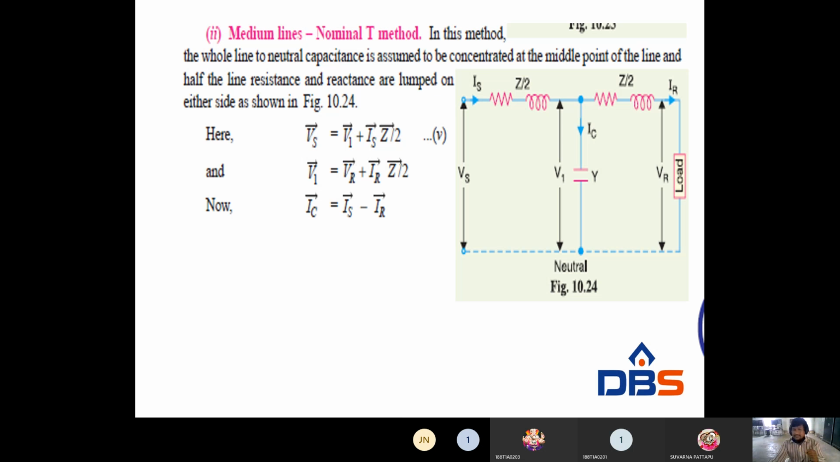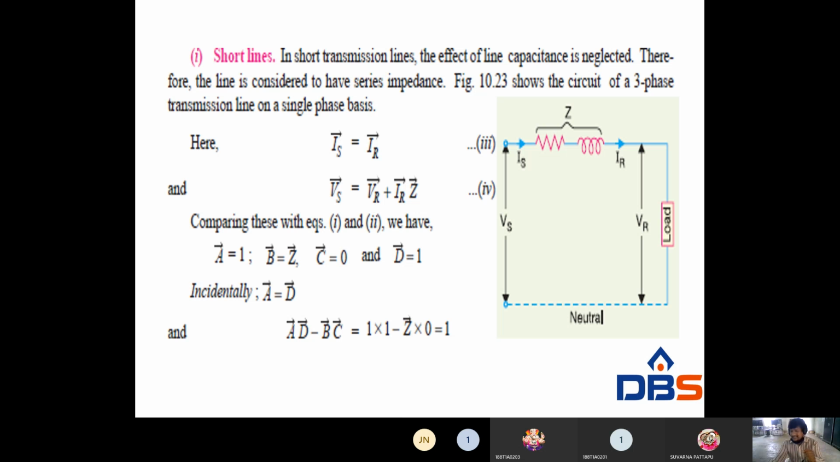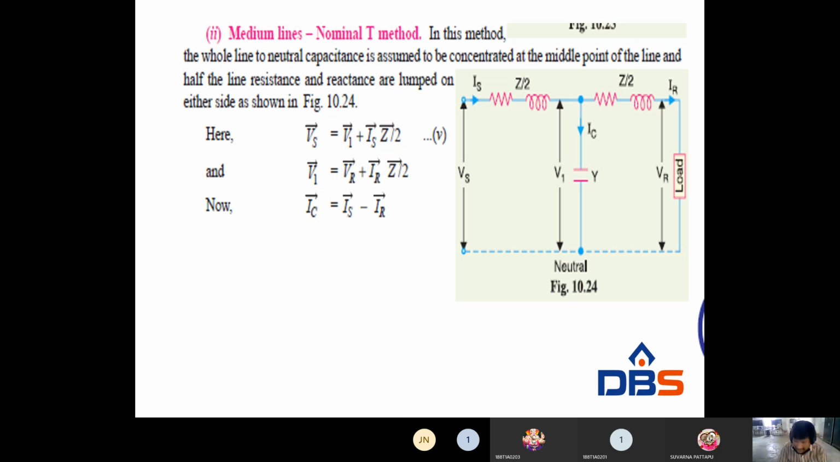For short transmission line, there is no capacitive effect. That's why there is no capacitor added at the load side. But in medium transmission line, the capacitive effect is there, right? So where is it connected generally? The load side. For the end condenser method, you have to connect it at the load side to calculate voltage regulation and transmission efficiency. But coming to the nominal-T method, the capacitor is connected in the middle of the transmission line, which may divide the network into two halves.